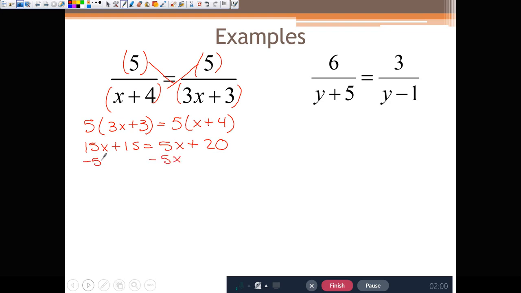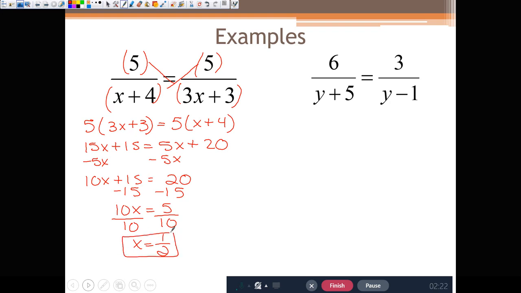And I'm moving fast at this point because this is the part that we've already done beforehand. So I'm going to get 10x plus 15 equals 20. I'm going to subtract 15 from both sides. And I'm going to get 10x equals 5. Divide by 10, and x equals 1/2. 5 over 10 reduces to 1/2.